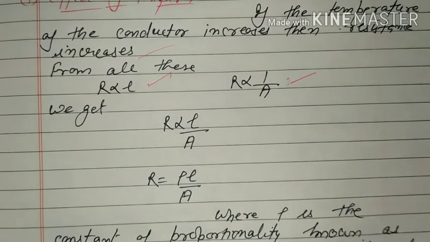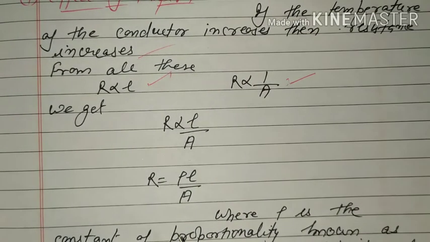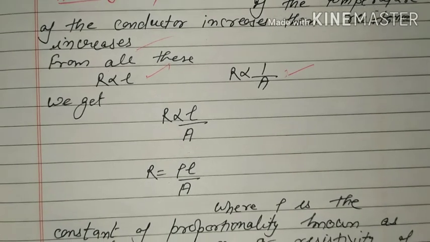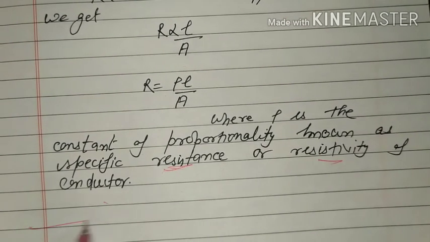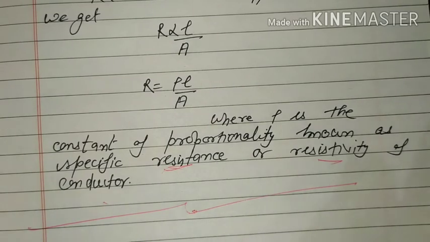R is equal to rho L by A, where rho is the constant of proportionality known as specific resistance or resistivity. Okay students, in the next topic we will discuss more about this chapter.